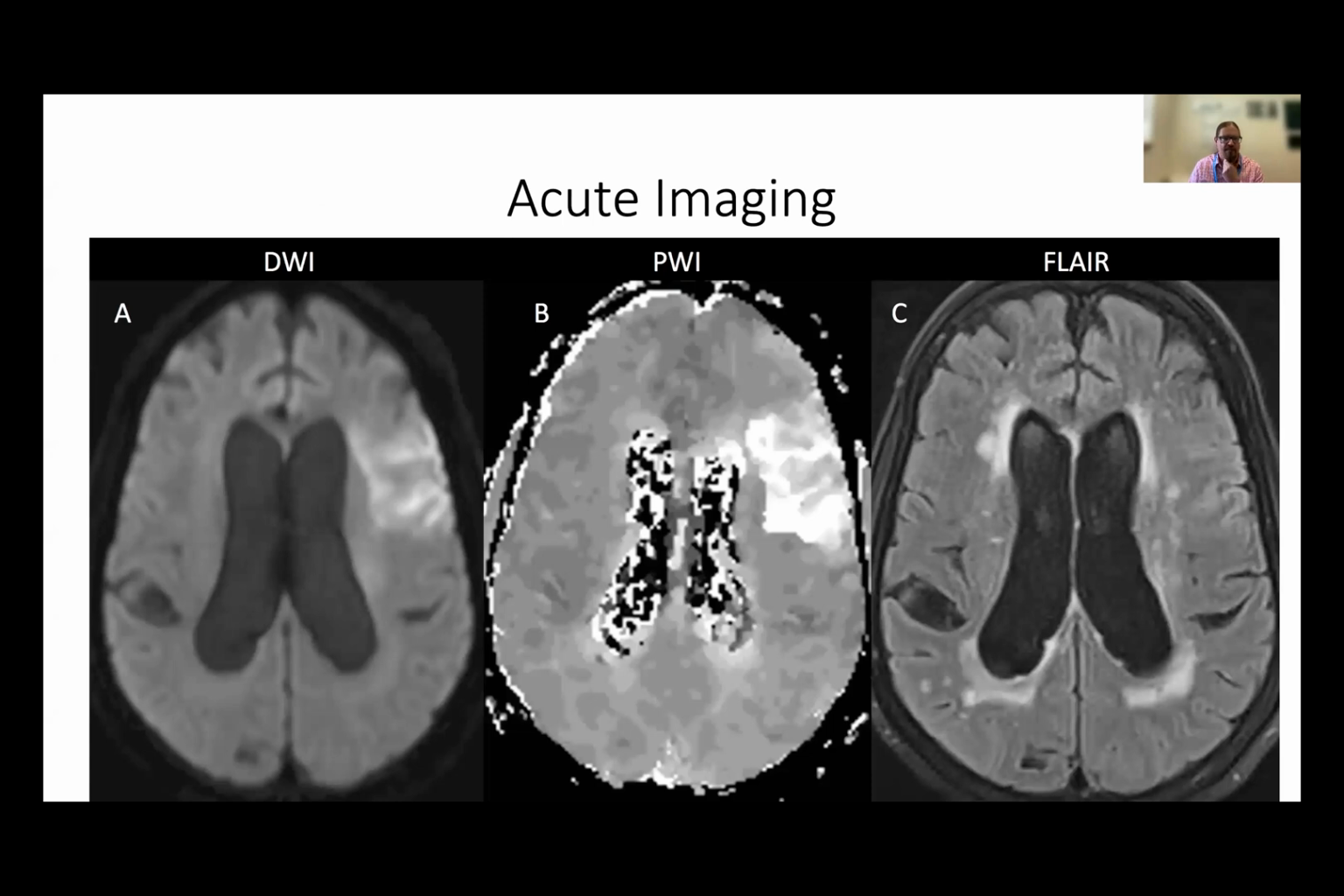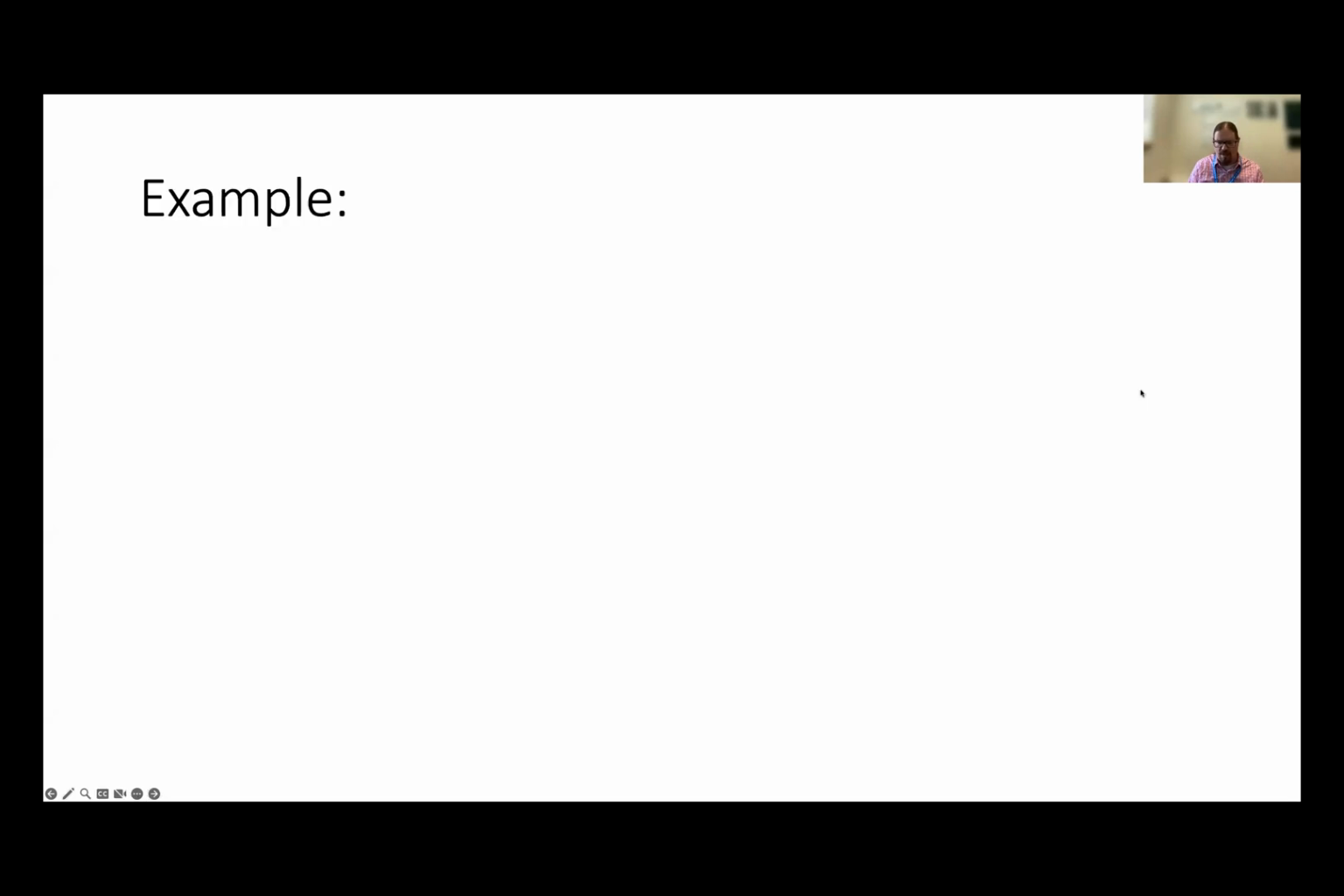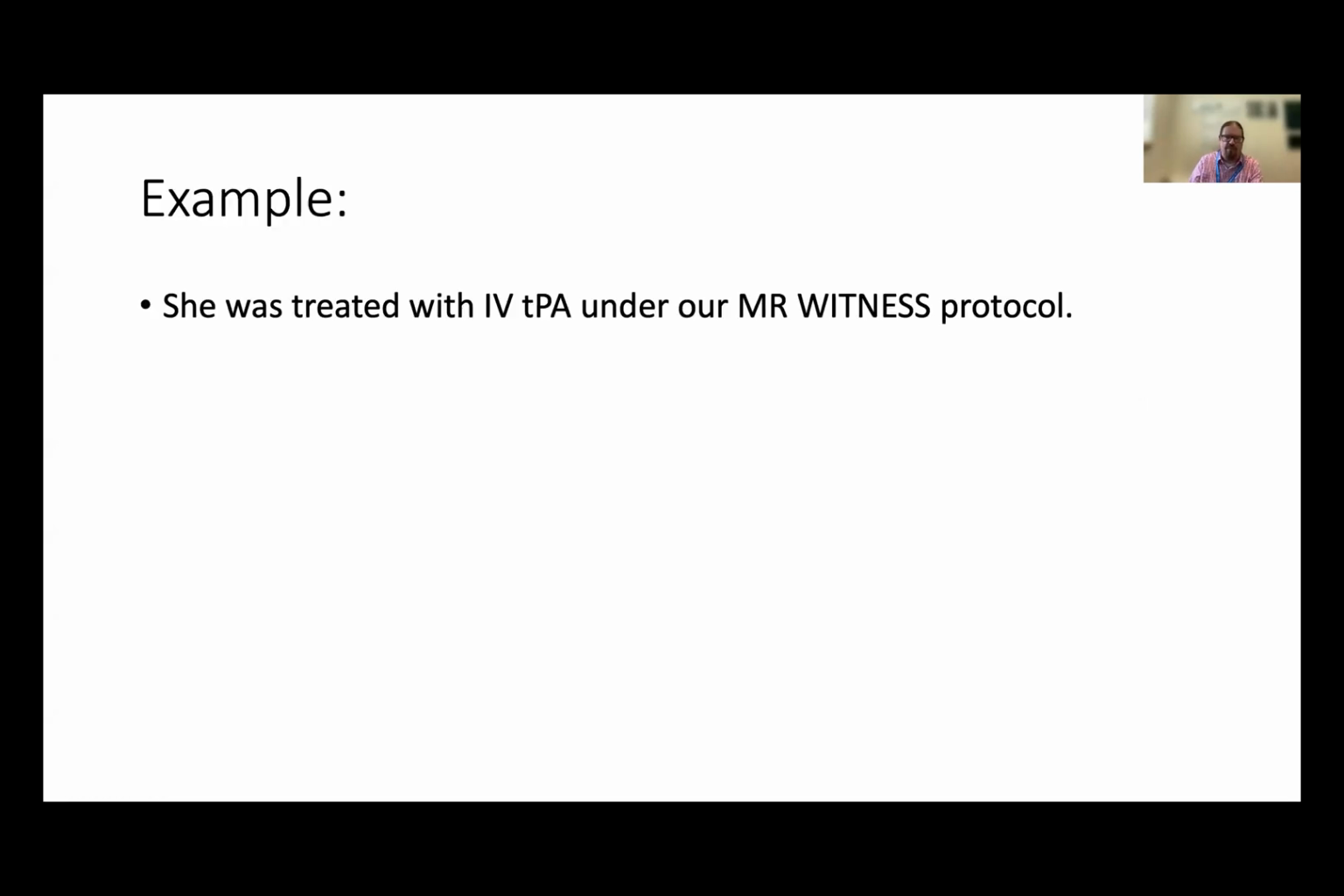You can see the diffusion restriction on the DWI, the correlating perfusion abnormality. The FLAIR is negative, so this person's actually in a pretty early window. There are chronic FLAIR changes, which are important to point out as well, but acutely we don't see any significant changes. So this was a while ago, when we were still using FLAIR negative MRI to treat wake-up stroke as part of a trial. So she was enrolled in something called the MR WITNESS study, and she was treated with tPA.